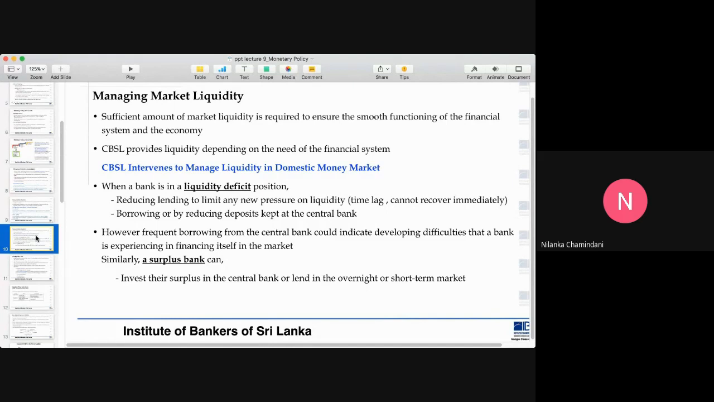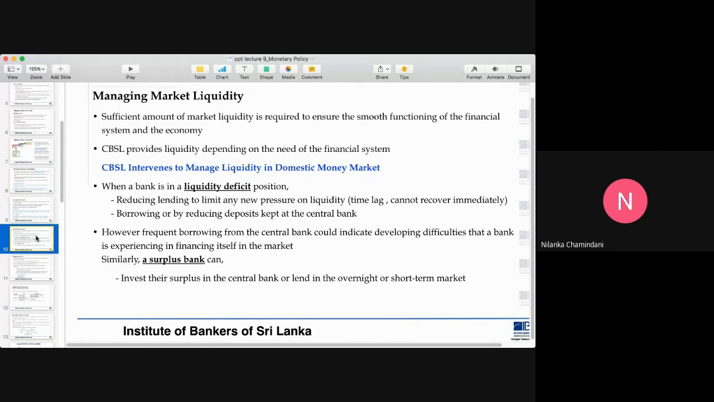So the central bank provides liquidity depending on the needs of the financial system. On a daily basis, the central bank monitors the liquidity position in the market and decides whether there is an adequate or sufficient amount of market liquidity, or whether there is a shortage or excess. Accordingly, some of the banks are in a deficit position, a liquidity deficit. So what will happen then?